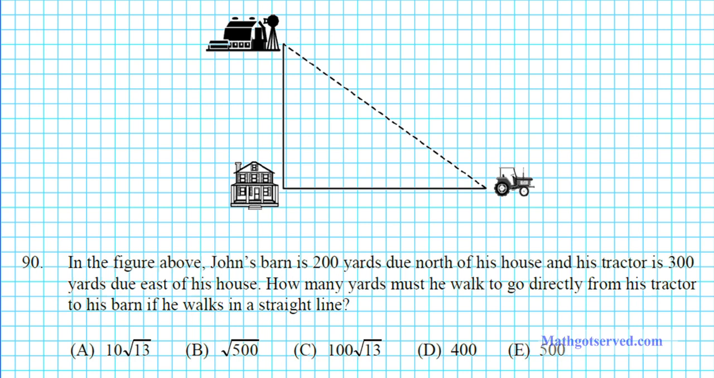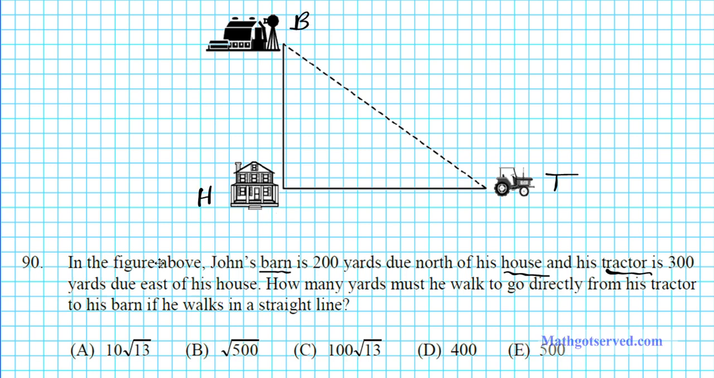All right, so what we want to label is the barn, the house, and the tractor. Okay, so let's go ahead and label them. Let's call the tractor T. Which is the house? This looks like a house, so let's call this H, and this is the barn, B.